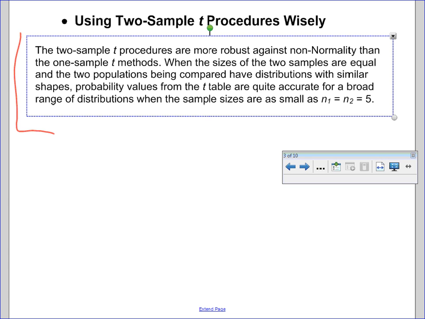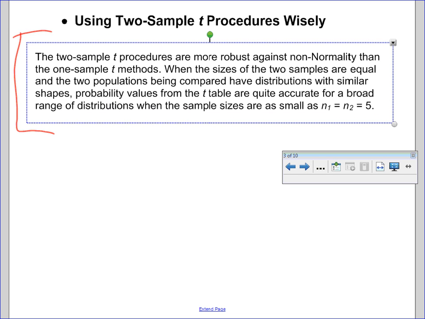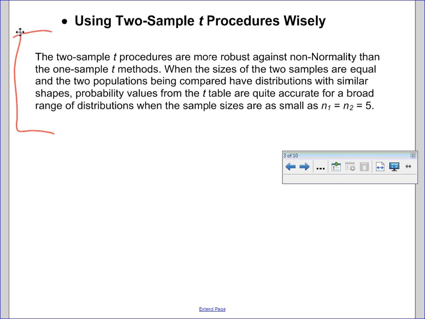Using the T procedure wisely. Now, the good news is that the T procedure is extremely robust against non-normality, as we talked about last unit, and the two-sample procedures are even more robust than the one-sample. So a lot of times you can get a pretty good result even when the sample size is as low as 5.